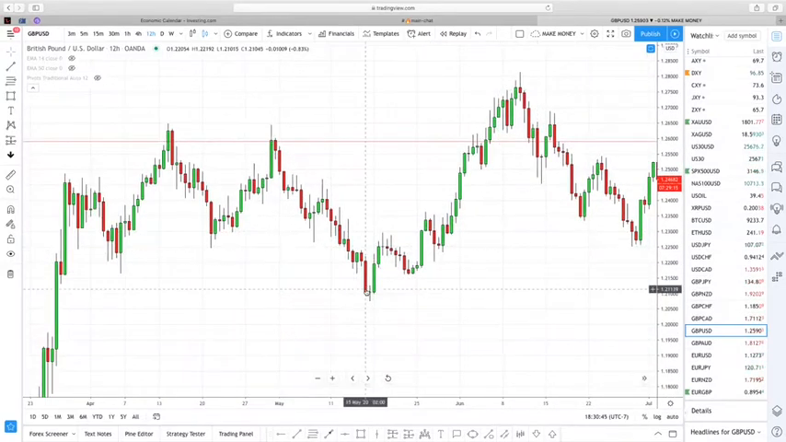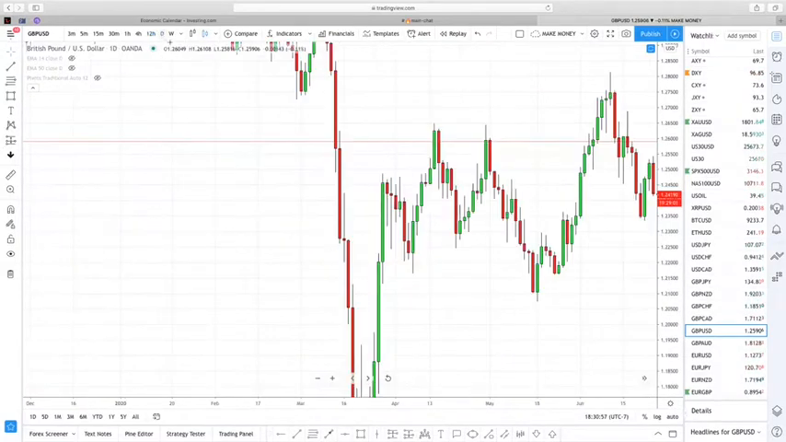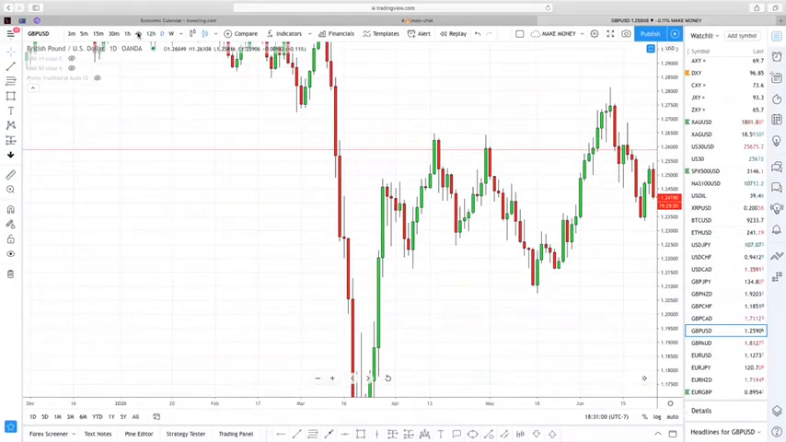Since we're on a 12-hour, something like this is a 12-hour candle. All of these candles represent 12 hours out of the day. So 2 of these is like 1 day. Okay. So you got to remember that. Always pay attention to what time frame you're on.